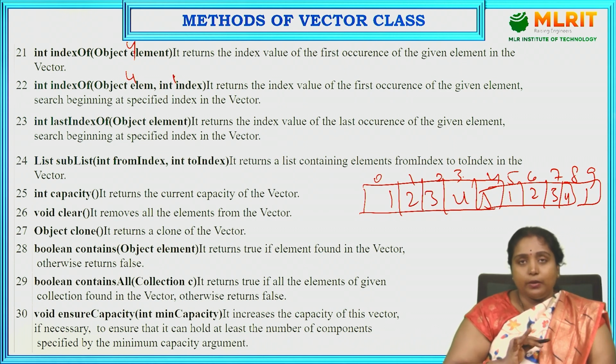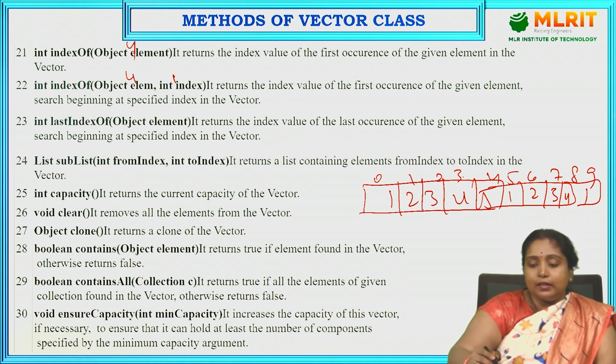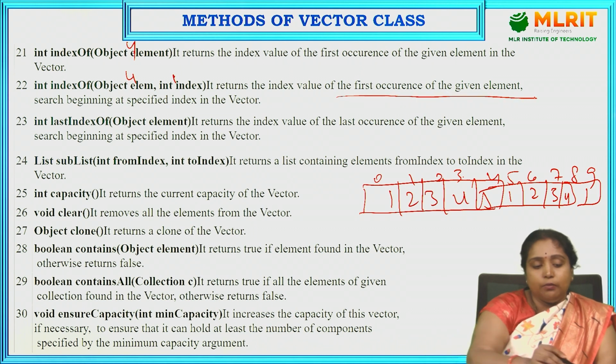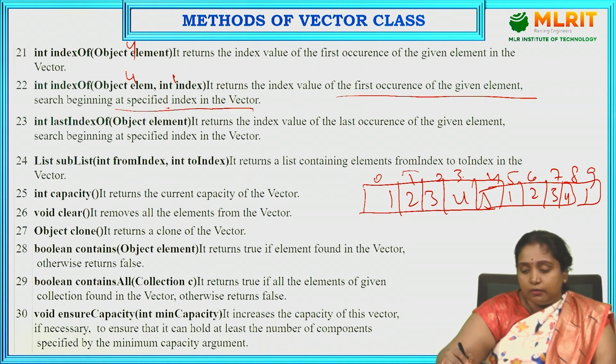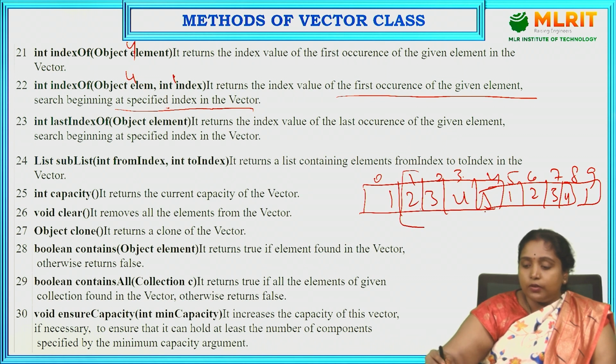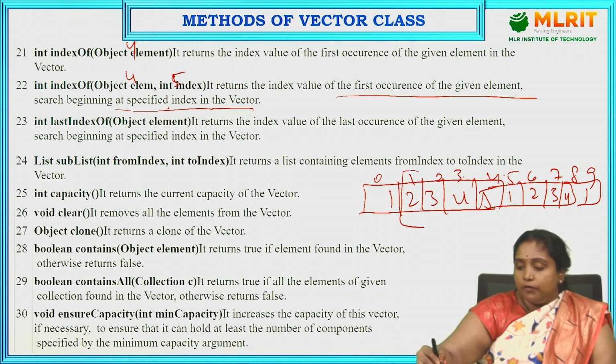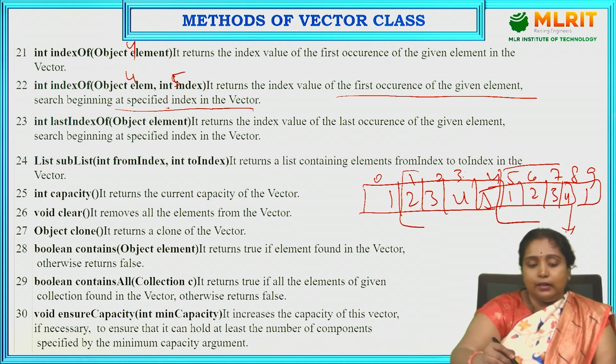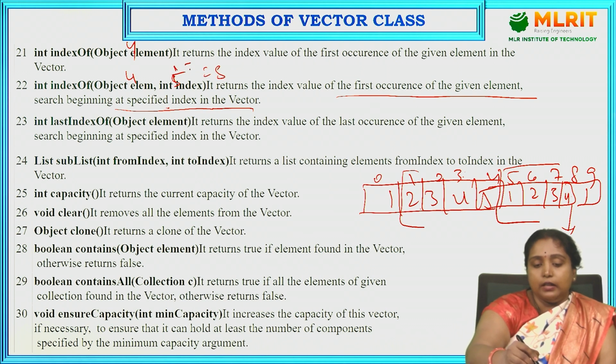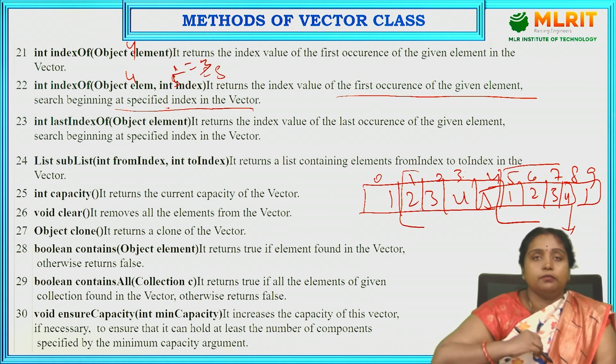For example, if I am giving the index value as 1, it will return you the first occurrence of the given element, searching beginning at that specific index value. From index 1, it will search for 4. Or if I am giving 5 here, it will start searching from 5. What is the index value of 4 then? It is 8. It will return you 8. If I give 1 here, it will return you 3.